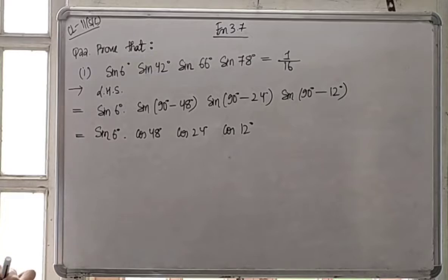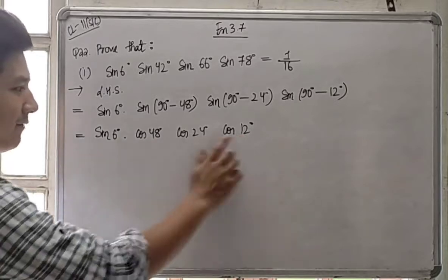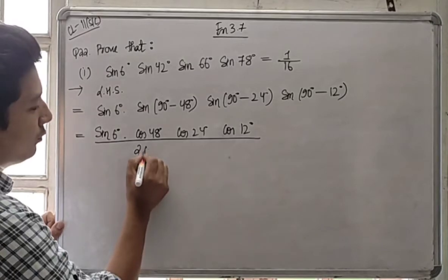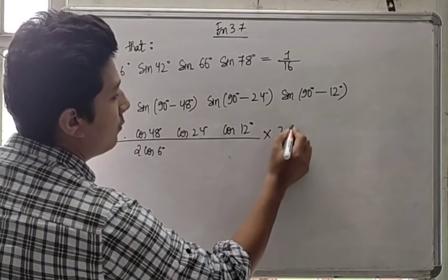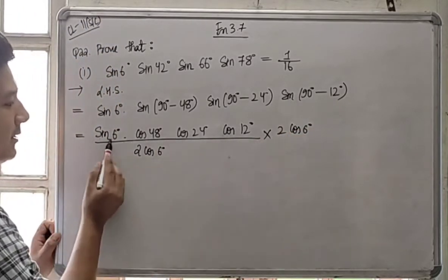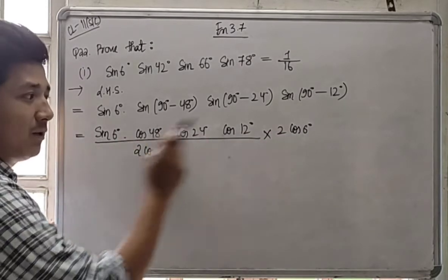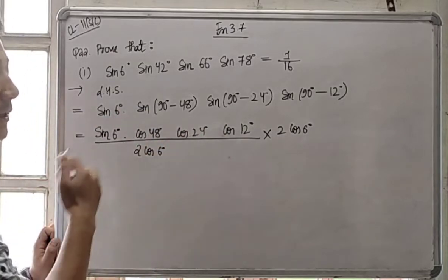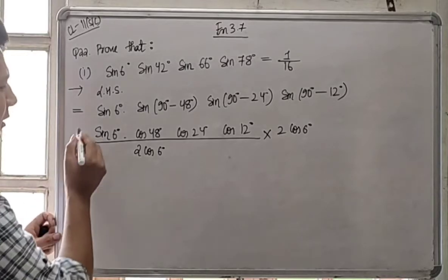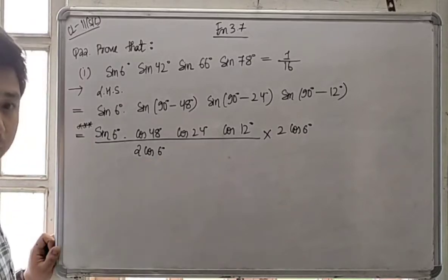Now is the main thing. I have sin 6° and cos 12°. Whenever we have this kind of situation, always multiply and divide by 2 cos 6°. Why am I doing this? Because here I have 2 sin 6 cos 6, so sin 6 and cos 6 will give sin 12, and again I'll be doing sin 12 cos 12 to get sin 24, then sin 24 cos 24 to get sin 48. So in this way we have to proceed. This step is very important and crucial here. So we multiply and divide by 2 cos 6°. I hope you're clear with that.